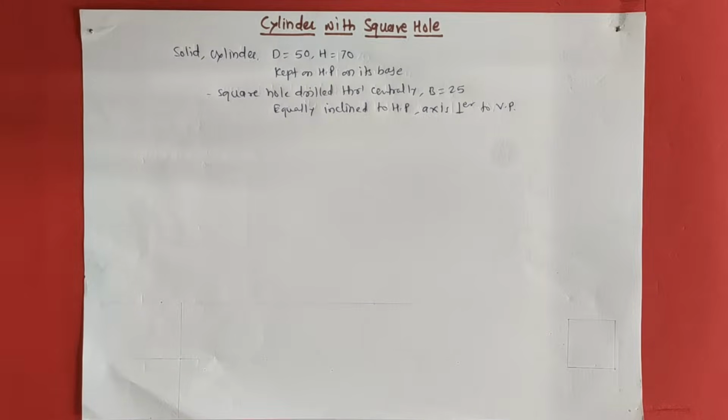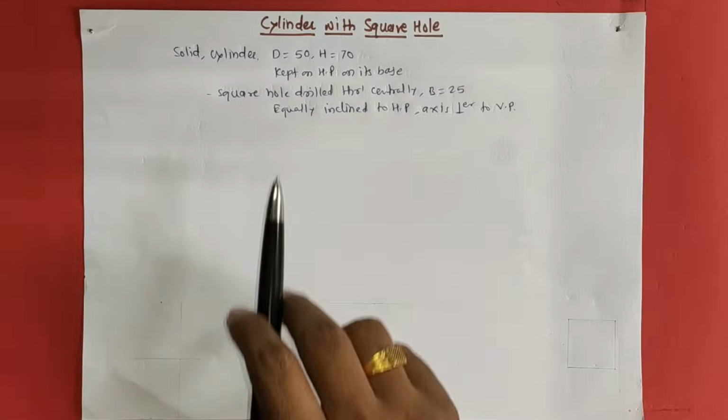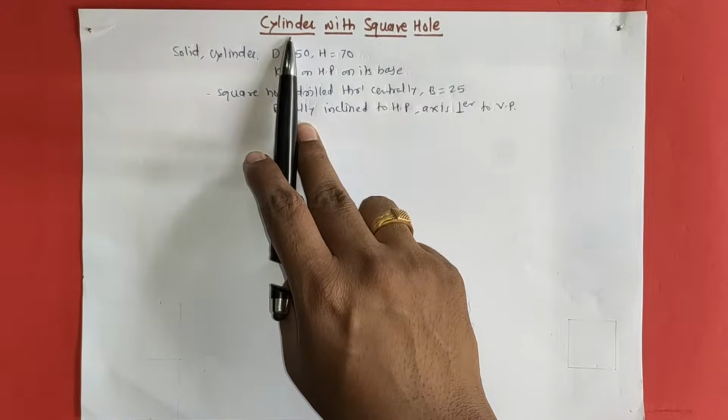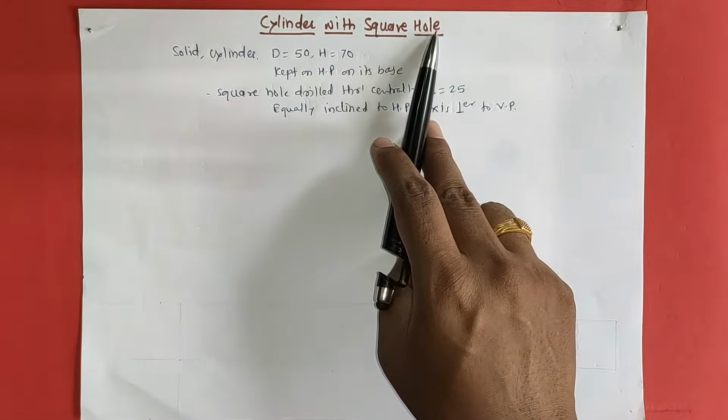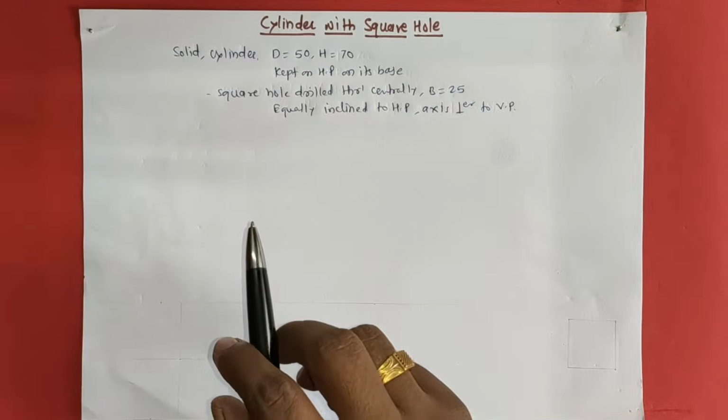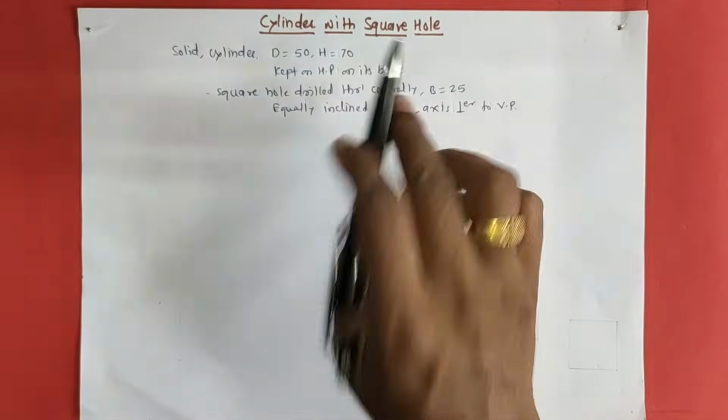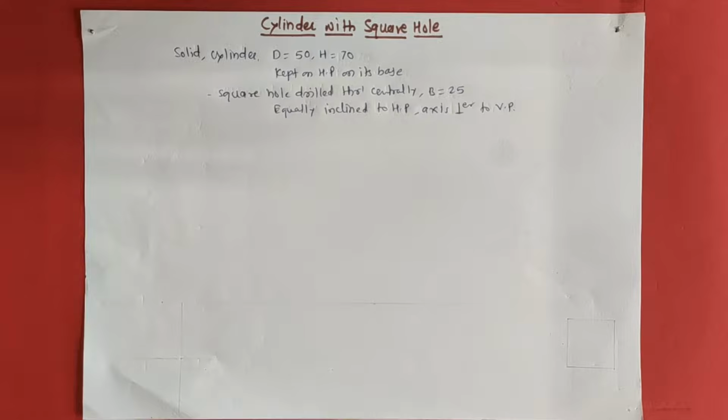In the development of lateral surfaces chapter, we are going to see the first method, that is parallel line method, and the other is radial line method. In the previous lecture we have seen the parallel method for the solid prism. Now onwards we are going to see the parallel method for cylinder. Here is the first type, cylinder with square hole. How to draw development of a cylinder with a square hole.